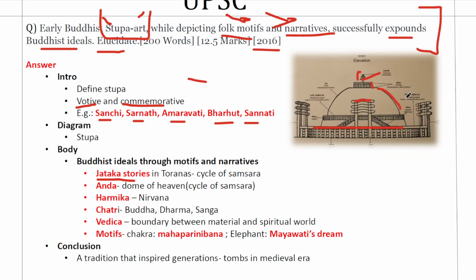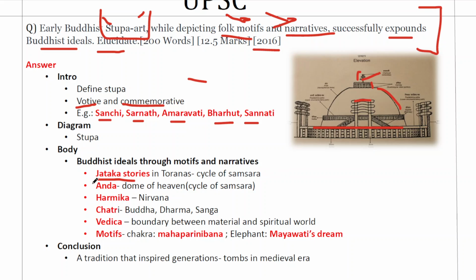These Jataka stories are inscribed in the Toranas, what I just showed you here. And what these Toranas depict is Buddhist ideals. Whoever visits a stupa gets an ideal through that. For example, the cycle of samsara, which is part of the Jataka story, is inscribed in the Torana, and once you go there, you can read that, see that, and understand the ideal. That's how it works.